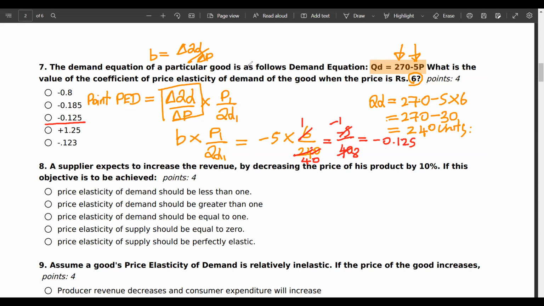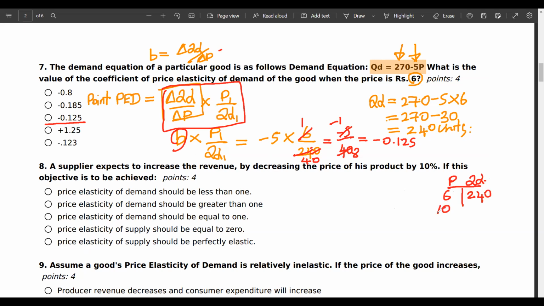Now, for this slope part, I put B and took the minus 5. But if you don't remember that such an equation exists, then you can still go with this equation also. For that, you'll have to create a demand schedule. Price, quantity demanded. At 6 rupees, which is given in the question itself, you found that 240 is the quantity demanded. Then put another price.